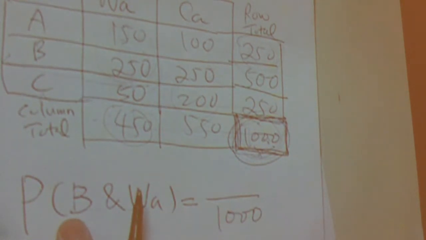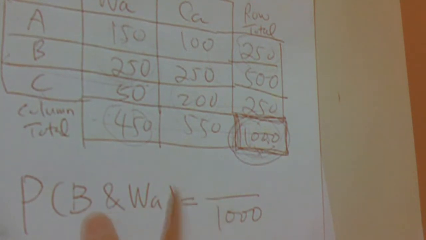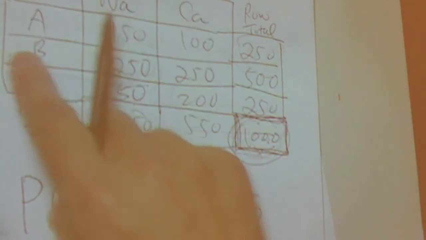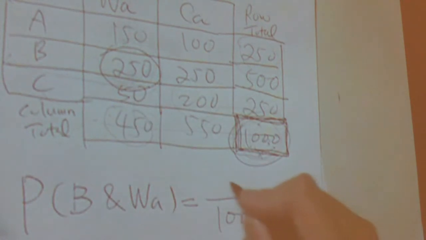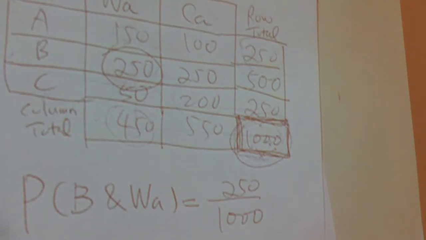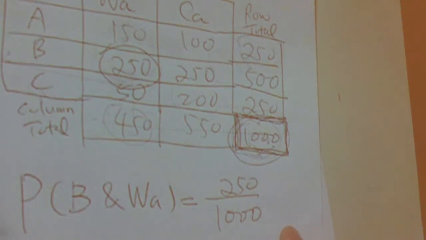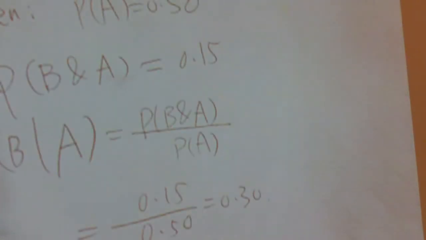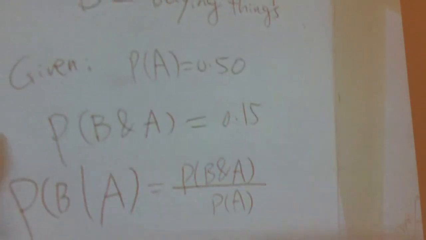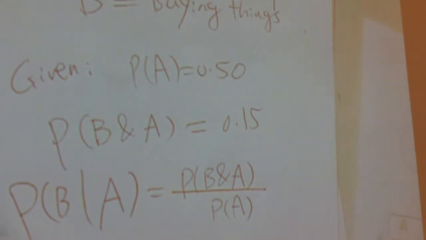And now how many cases satisfy both conditions, like when both events occur? B is here, WA is here, so the intersection is here. That's why we call it intersection probability. So 250 over that will give you the joint probability. Okay, so with the joint probability and unconditional probability here, we can get a formula. The formula is right here.